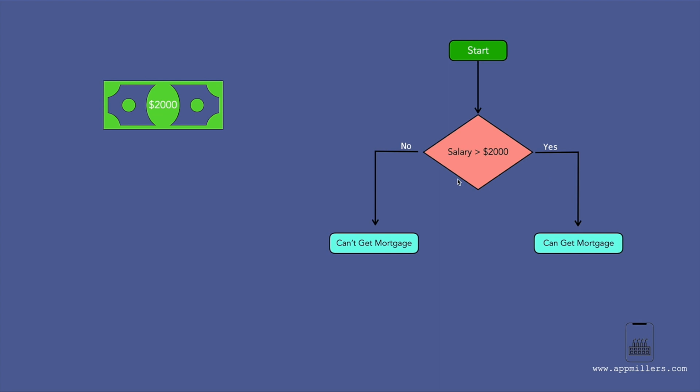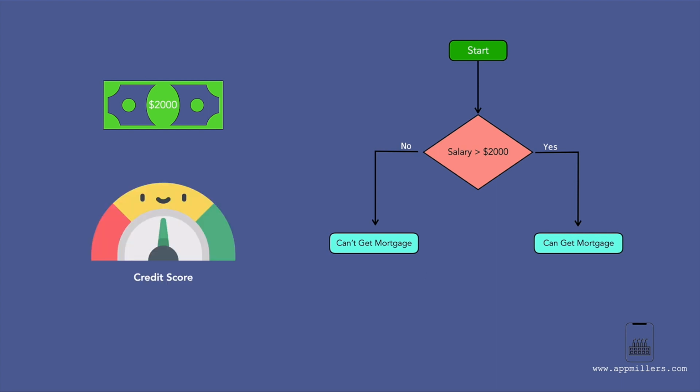As you can see over here, we are checking if the salary is greater than 2,000, in this case, this person is eligible for mortgage. If it is not greater than 2,000, in this case, he's not eligible for mortgage. Now, in addition to the salary, let's say we need to check their credit score, and based on the credit score, we can identify the interest rate.